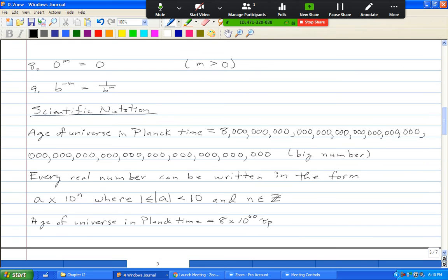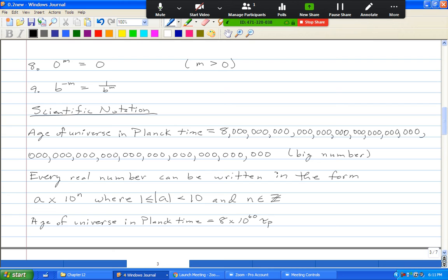So with that, I can just say more easily, the age of the universe in Planck time is 8 times 10 to the 60 Planck time. So if you actually counted out all these zeros, there are 60 zeros.